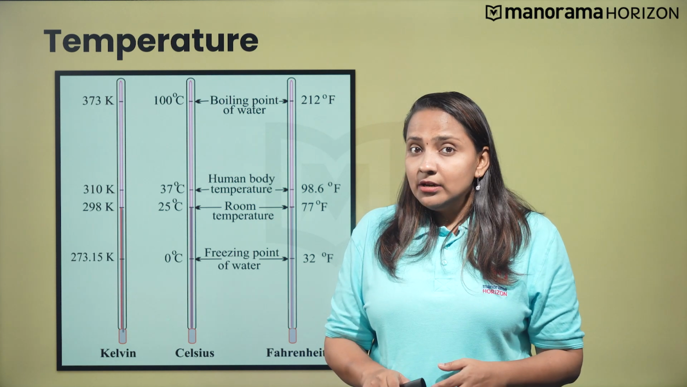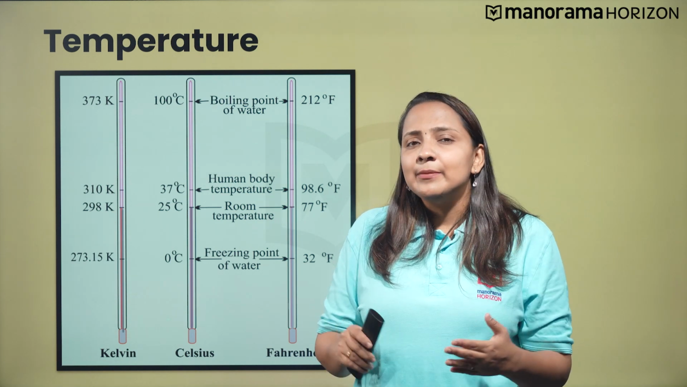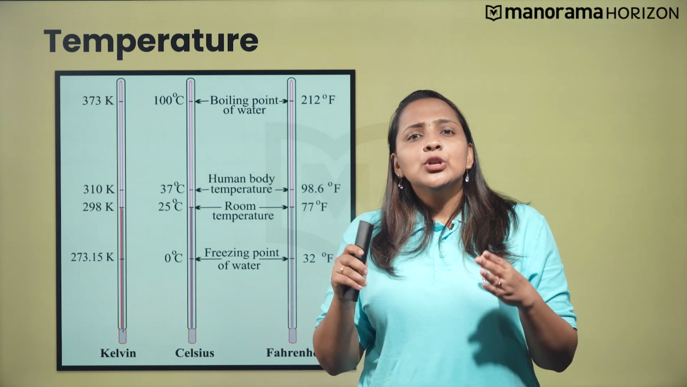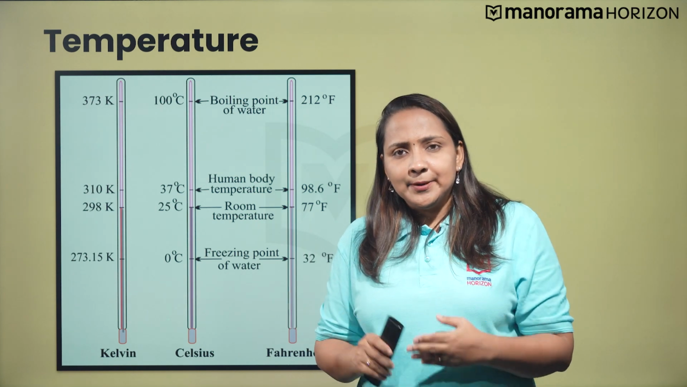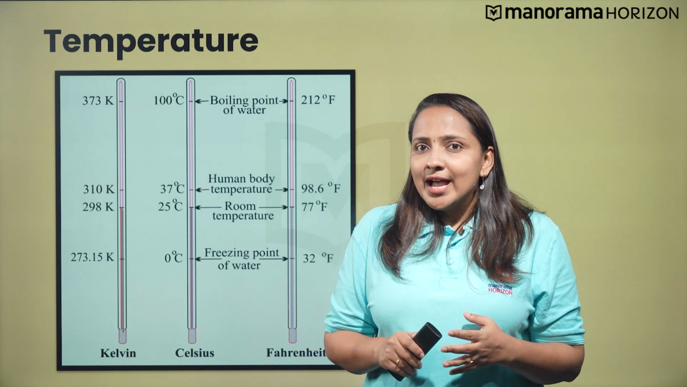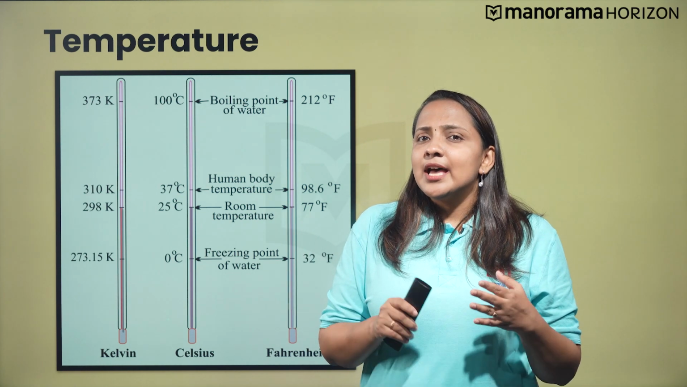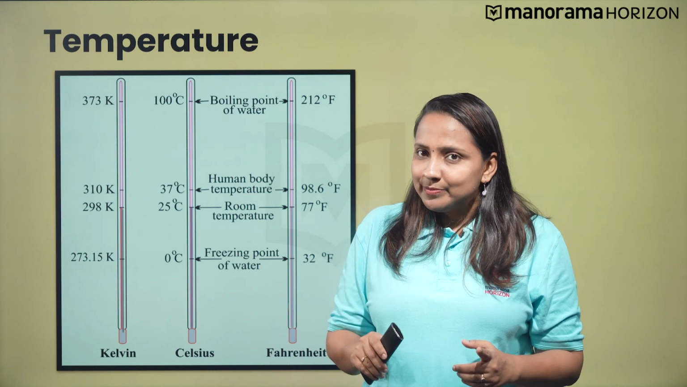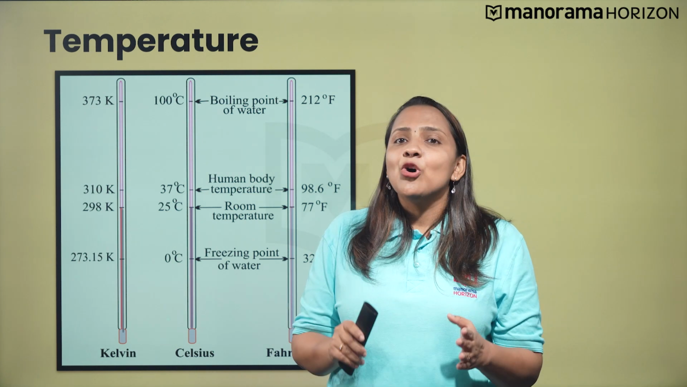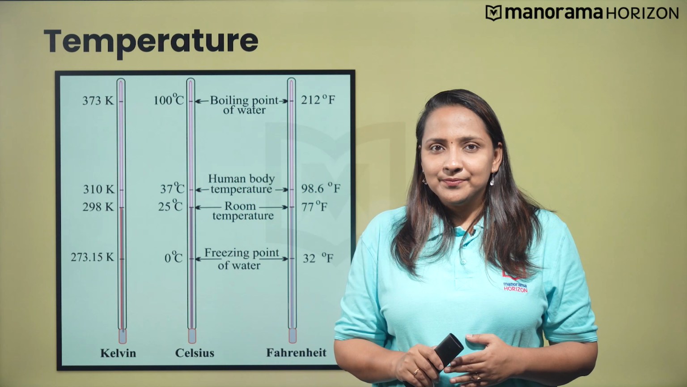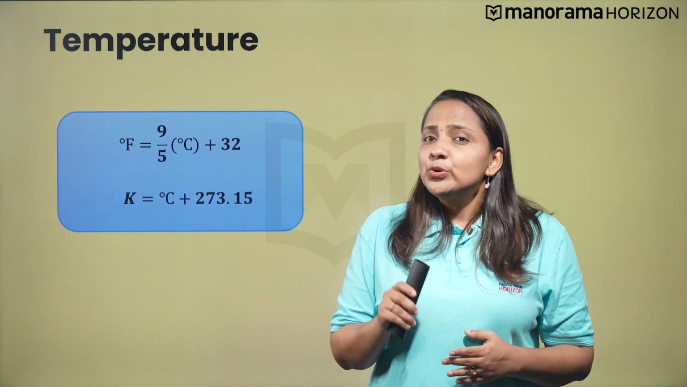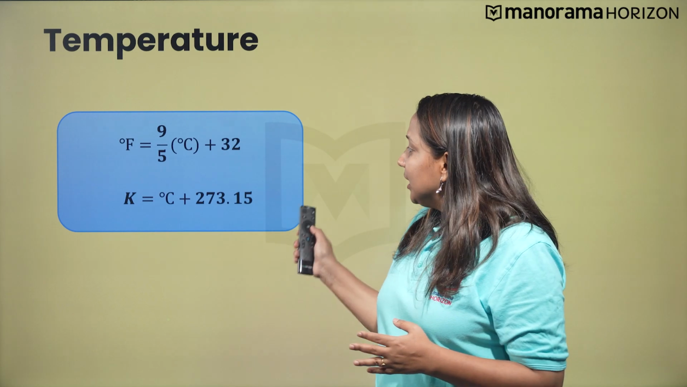The thermometer with Fahrenheit scale is calibrated from 32 degree to 212 degree. We can note that negative temperatures, that is below 0 degree, are possible in Celsius scale but not in Kelvin scale. The temperature on scales can be related to each other by the given equation.